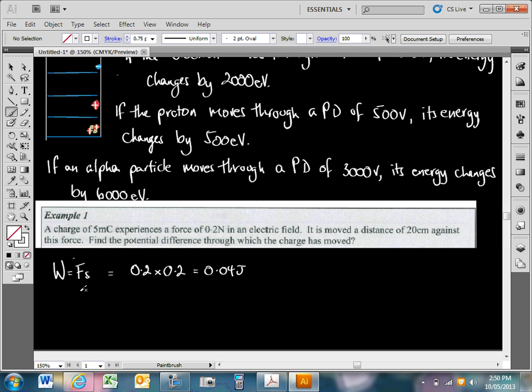If I then want to know delta V, it equals work per unit charge, which equals 0.04 joules divided by 5 millicoulombs, 5 by 10 to the minus 3 coulombs, and somebody's got a value of 8, thank you, volts, or joules per coulomb is fine. C is a capital C, just to remind you that it is capital for coulombs.